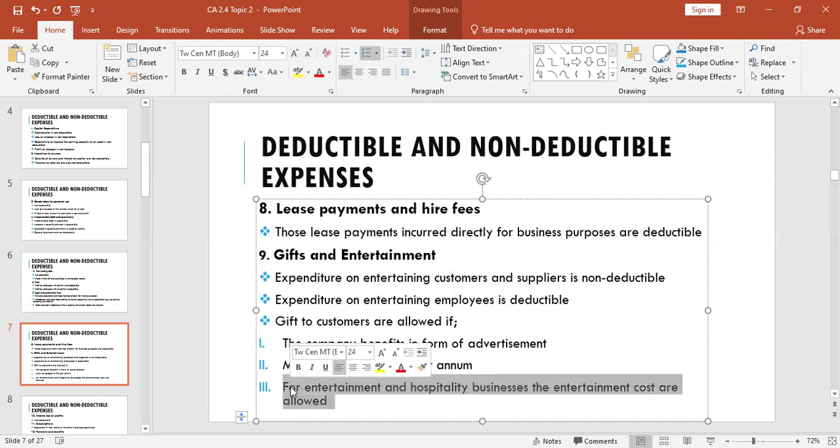Then for entertainment and hospitality business, the entertainment costs are allowed. We've got a lodge in Livingstone, then we spend on entertainment and hospitality. We book artists to come and perform at our lodge. Those expenses are deductible for tax purposes if we are a hospitality and entertainment business.